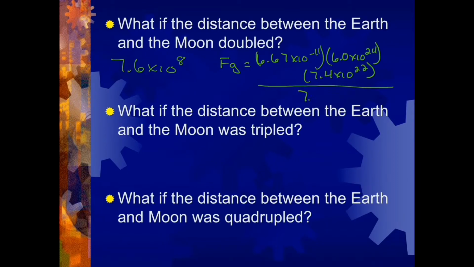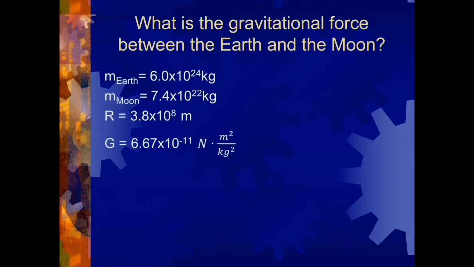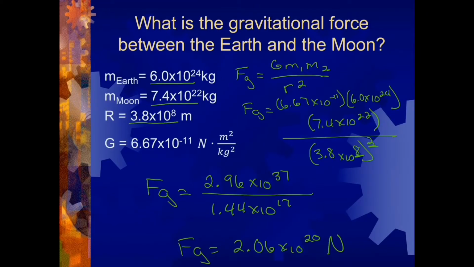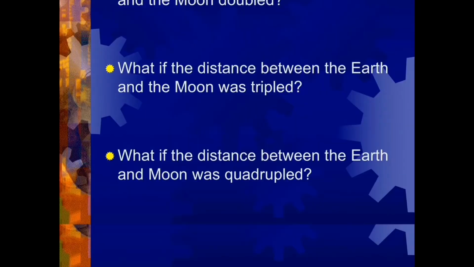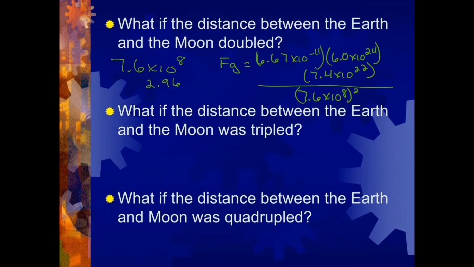All right, and then your R is 7.6 times 10 to the 8th squared. All right, so just like the last one, we're going to do the top half and then the bottom half. Well, we already know the answer for the top, so it's 2.96 times 10 to the 37th.